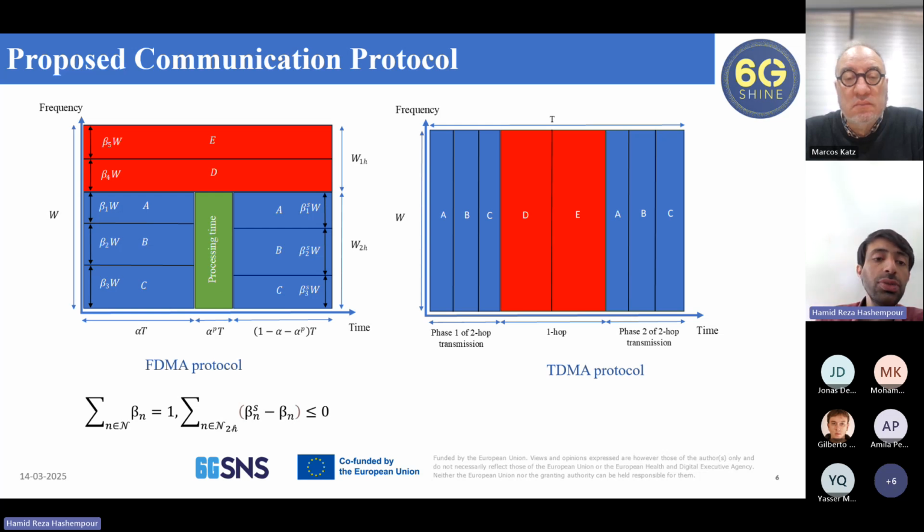On the other hand, in the FDMA case, we introduce parameter beta that is responsible for allocating the sub-channels to the devices in the first and second phase of transmission. As you know, we should have some constraints on beta because the total bandwidth should not exceed W, that is the total bandwidth of our problem.